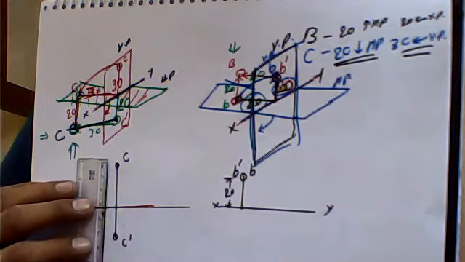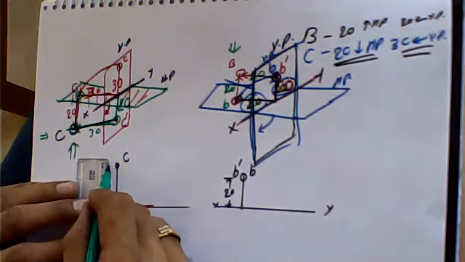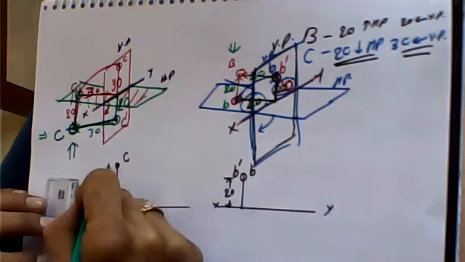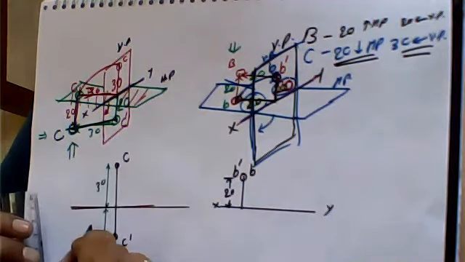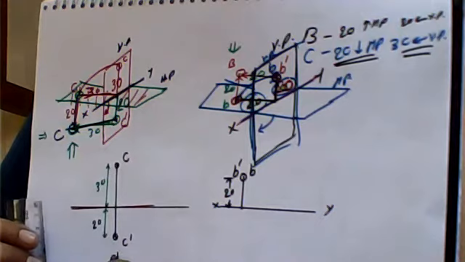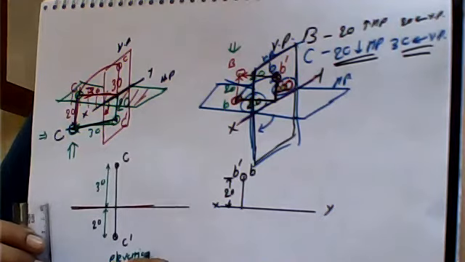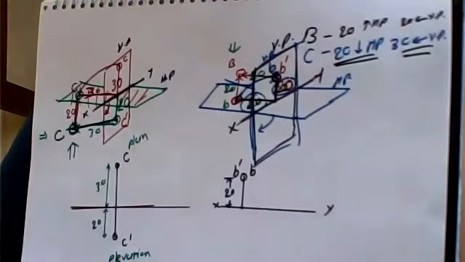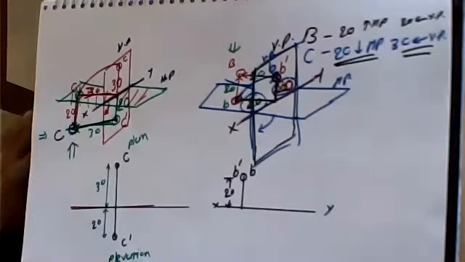दोनों कितने डिस्टेंसेस पे हैं? So we'll be saying that plan of point C is 30 mm from the reference and elevation of point C is 20 mm from the reference. Plan of point C is 30 mm above reference, and elevation of point C is going to be 20 mm below reference. This is about point C. Now let us discuss about point D. Then I'll be answering your queries.